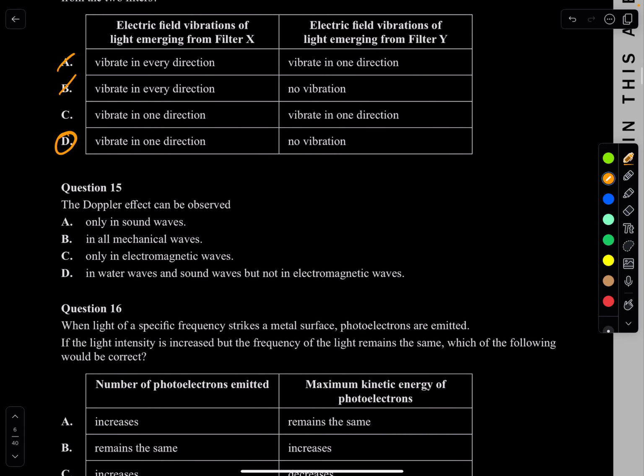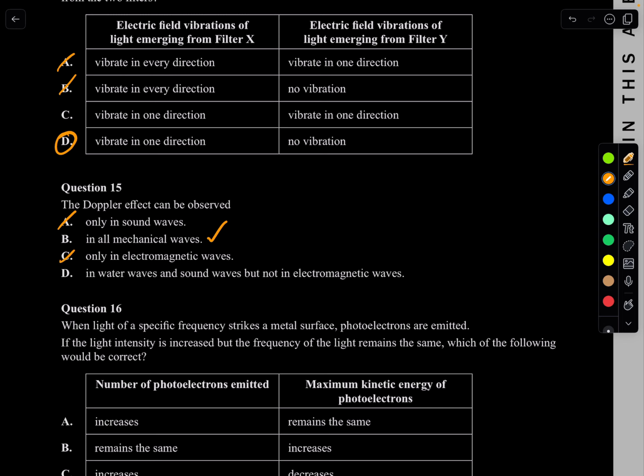Done. Question 15. The Doppler effect can be observed only in sound waves? No. The Doppler effect is normally used for mechanical waves also, like for all mechanical waves. So only sound waves? Nope, that's not true. B, in all mechanical waves? Yeah, that's true. Only in electromagnetic? No, electromagnetic is wrong.